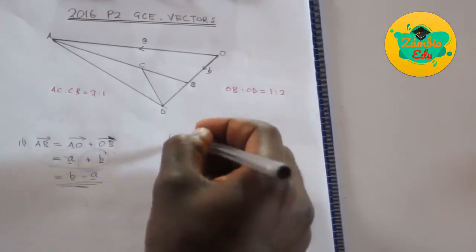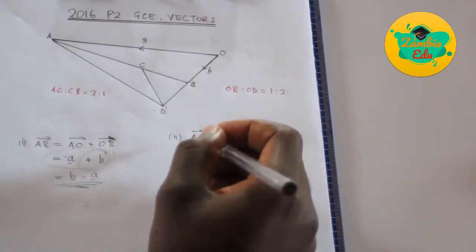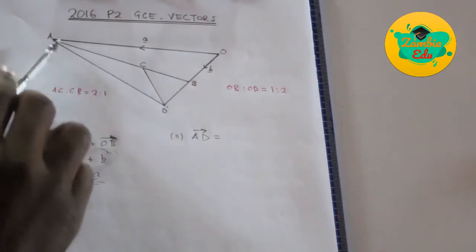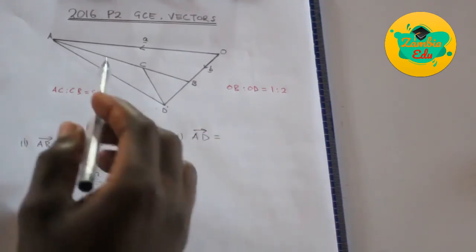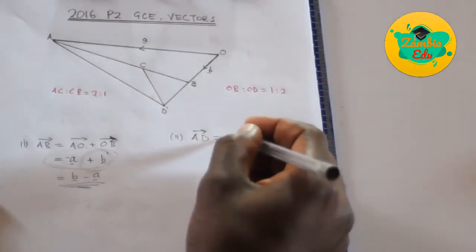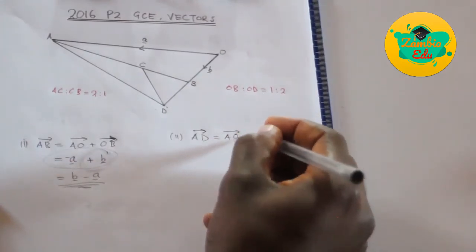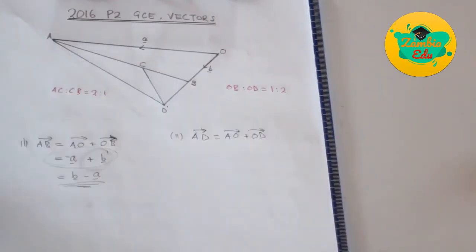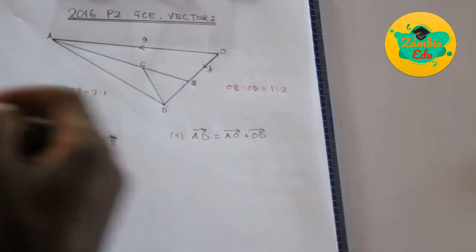Our second question says find AD. AD is what we are looking for. Where is AD? A to D is what we are trying to find now. So A to D is quite interesting because first and foremost, you know that the route which we will take will be A to O plus O to D in that direction. So our route is going to be A to O, then O to D.